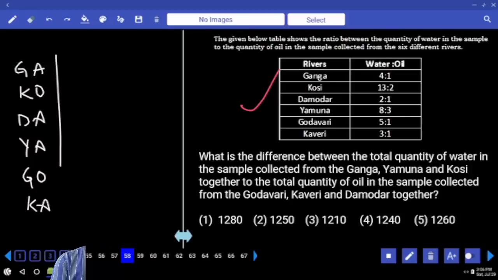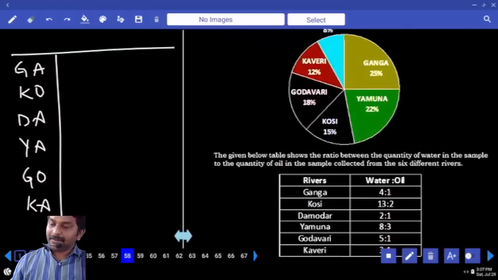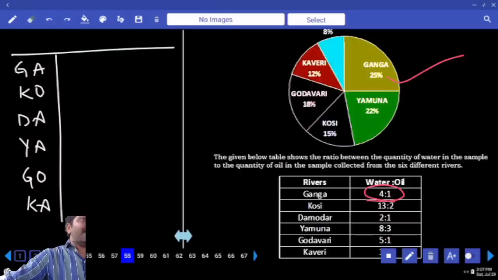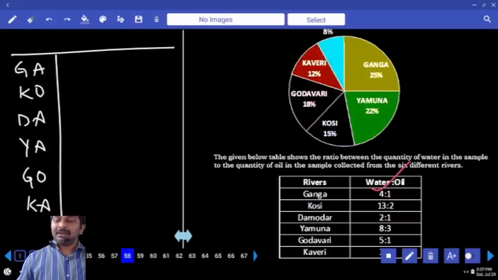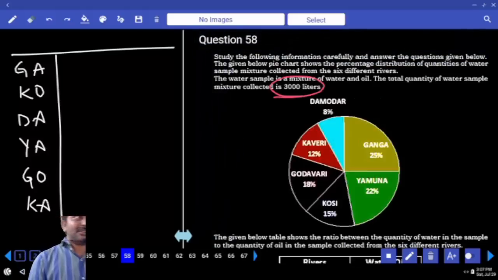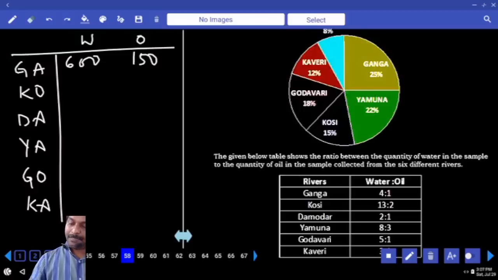So for this question, yes, definitely you need to convert to numbers. There is no other way. Ganga, total how many parts are there? 5 parts is equal to 25%. Each part is 4 parts and 1 part. 20% calculated on 3000 only, which is 600 only. 5% in the sense 10% and a half, 150. Water and then oil. Okay? Next, Kosi, what percent we have?